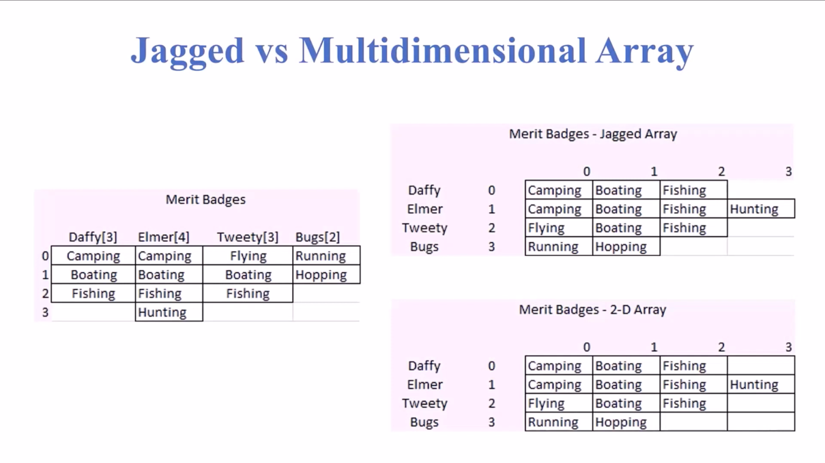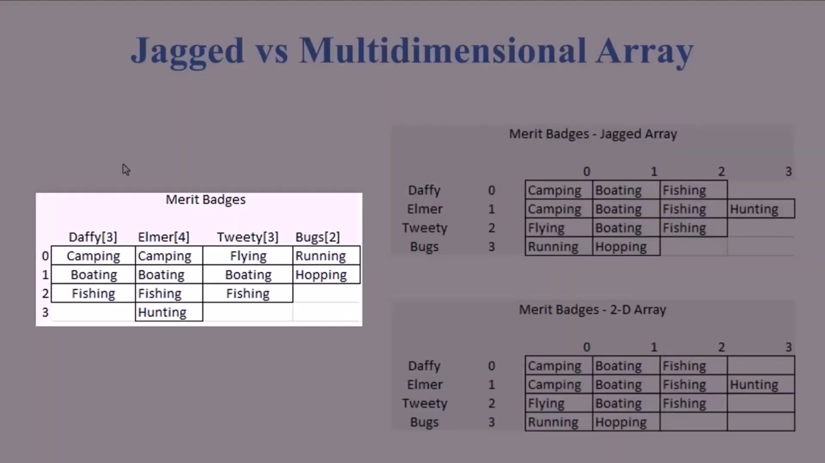If you look at the screen, what I've got here is a jagged versus multiple array screen, and I've got 3 panels. The first one here, the merit badges, shows 4 one-dimensional arrays. There's a Daffy array that has 3 things in it, an Elmer array that has 4 things in it, a Tweety array that has 3 things in it, and a Bugs array that has 2 things in it. So I've set up 4 arrays.